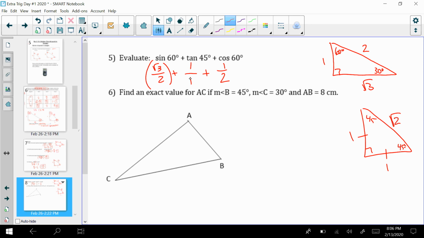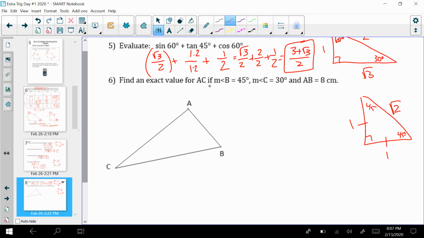Okay, so now I need common denominators. I'm going to make this 2 over 2. So now I have radical 3 over 2 plus 2 over 2 plus 1 over 2. So I really have a 3 plus radical 3 all over 2. Add the numerators, and then keep the common denominator.